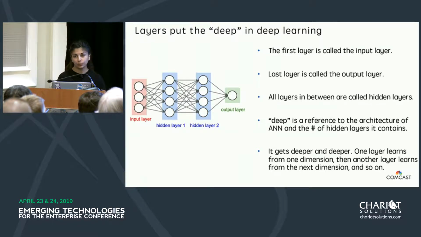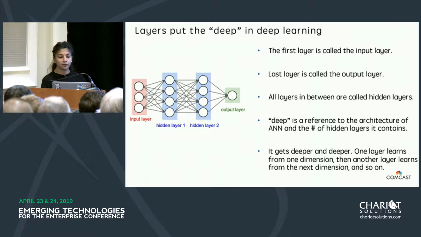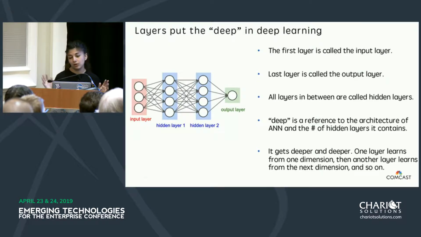Okay, so we're going to break down the word deep learning. Layers put the deep in deep learning. The first layer is called the input layer, pretty straightforward. The last layer is called the output layer, also straightforward. And then all the layers in between are called the hidden layers. The hidden layers are kind of what make deep learning a black box and hard to understand.